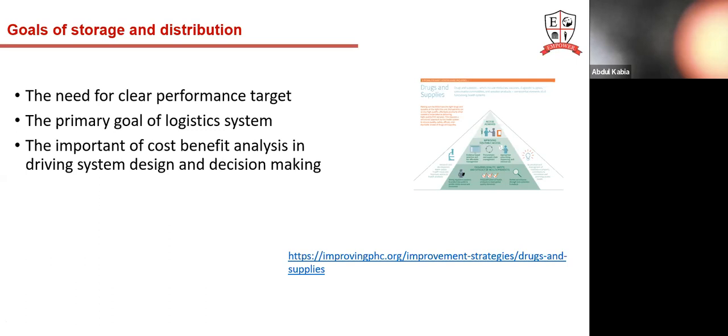So the primary goal of the logistics system, we should know, is to complement the strategic thinking of the country. The importance of cost-benefit analysis in driving systems design and decision-making. Before you implement or bring up any new system, there are cost implications in all the systems. So you should do critical cost analysis and see, based on the geography, based on the population, based on other critical things, what system will work in our setting. So these are all important considerations we need to put in place for storage and distribution. So these are the basic goals. Next slide.